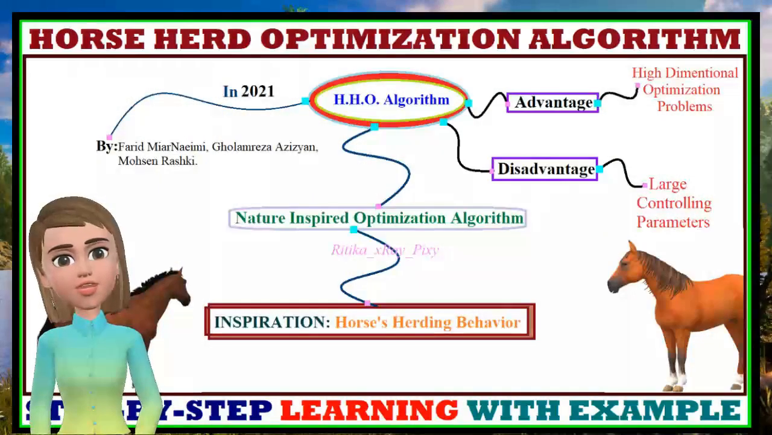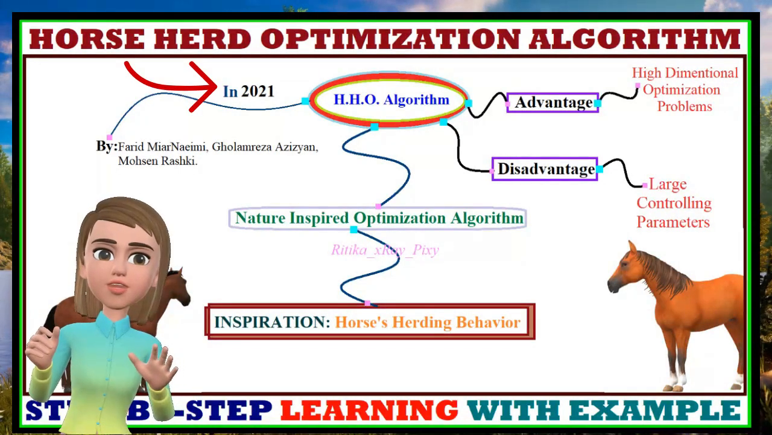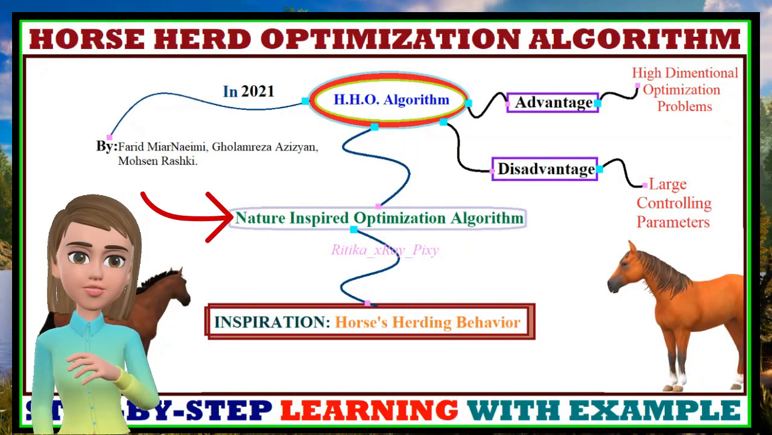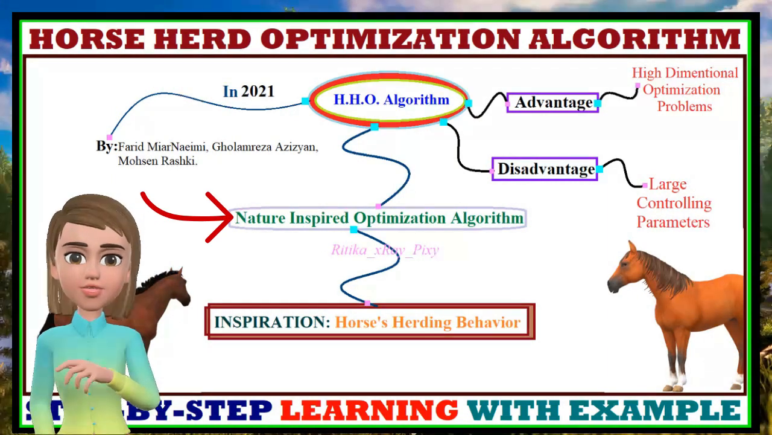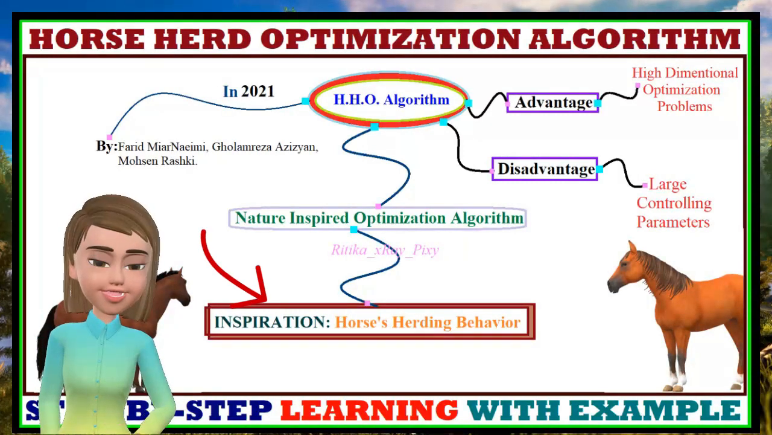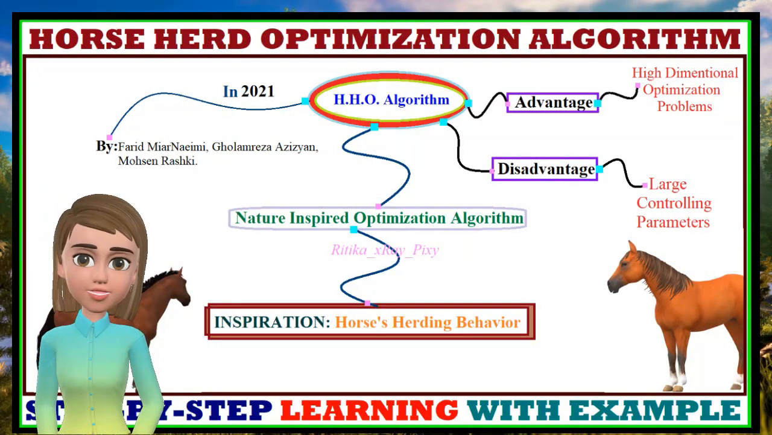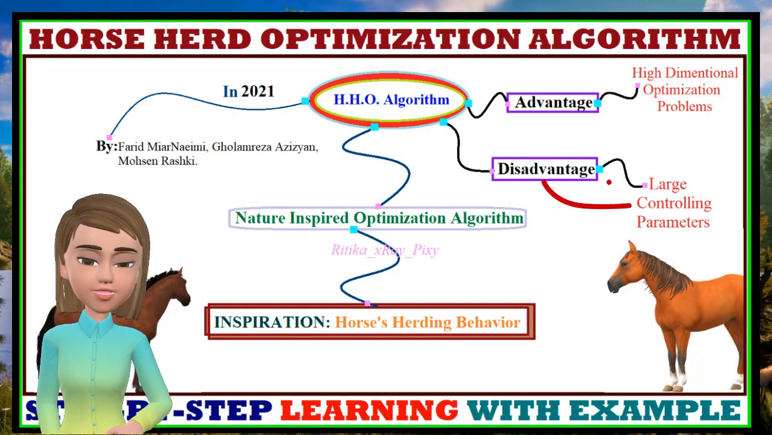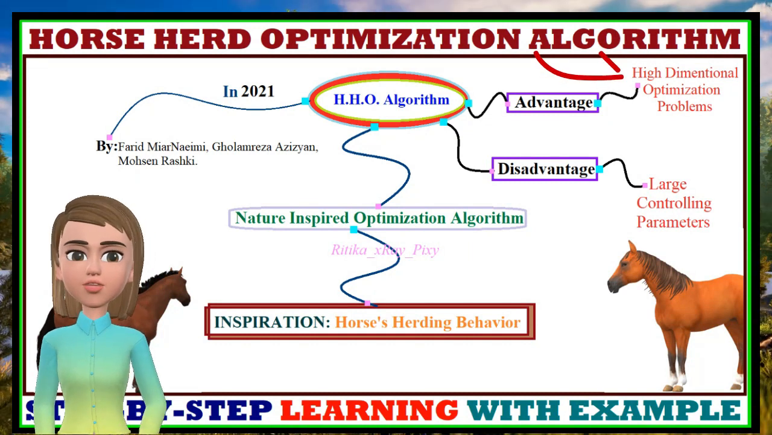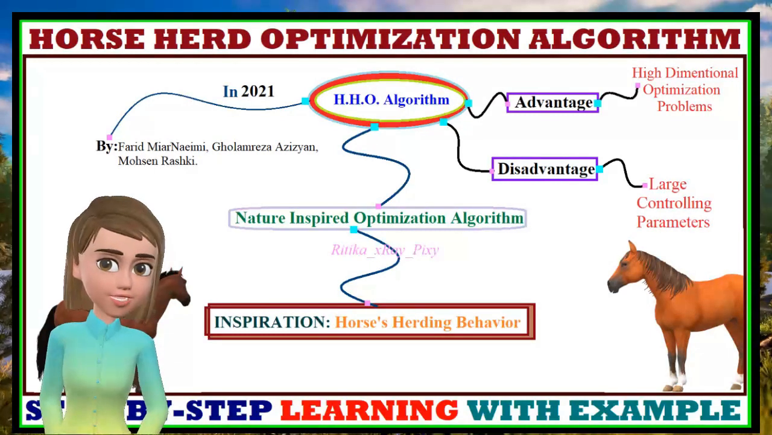First of all, as you can see here, the horse herd optimization algorithm was introduced in 2021, and this is a nature inspired population based meta-heuristic optimization algorithm that is basically inspired by the horse herding behavior in nature. Due to different horse behaviors, a large number of controlling parameters are used in this algorithm. This is the negative point, but at the same time, this is the plus point. We can use this algorithm to solve complex high-dimensional optimization problems.